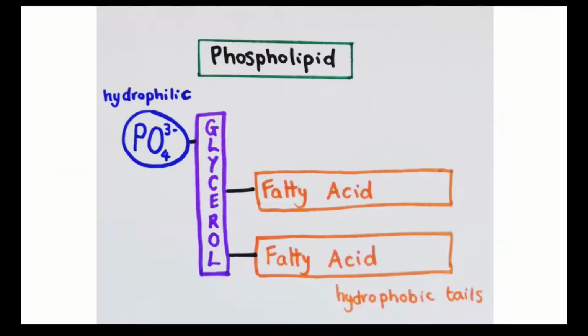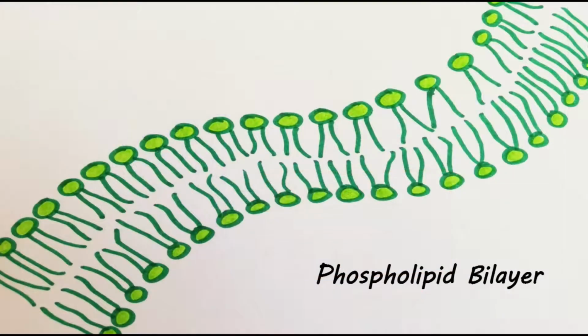Each phospholipid has a hydrophilic, or water-loving, phosphate group or head, and two hydrophobic, water-hating fatty acid tails. Because the cytoplasm and the fluid on the outside of the cell are both water-based solutions, the phospholipids arrange themselves in two layers with their hydrophilic heads on the outside and hydrophobic tails on the inside. This creates a barrier between two watery solutions.